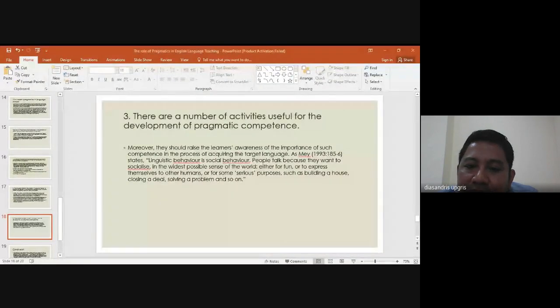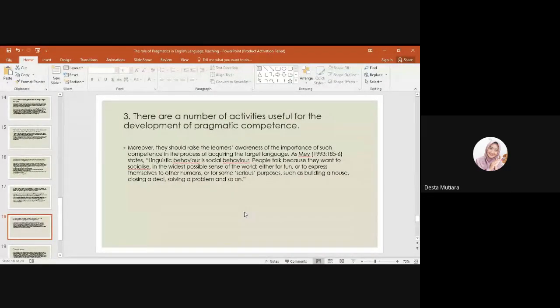Desta. Yes, Desta. 3. There are a number of activities useful for the development of pragmatic competence. Moreover, they should raise the learner's awareness of the importance of such competence in the process of acquiring the target language. As May states, linguistic behavior is social behavior, people talk because they want to socialize in the widest possible sense of the word, either for fun or to express themselves to other humans, or for some serious purpose, such as building a house, closing a deal, solving a problem, and so on.